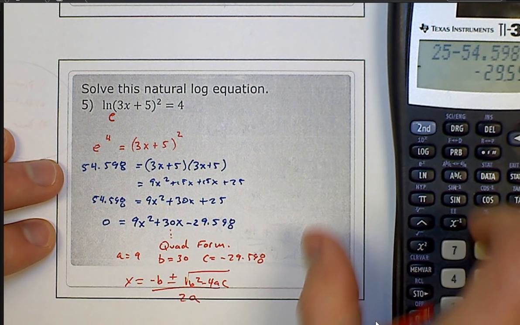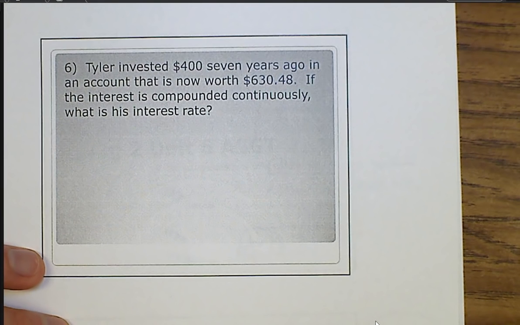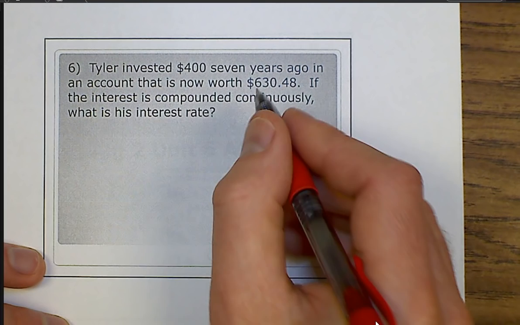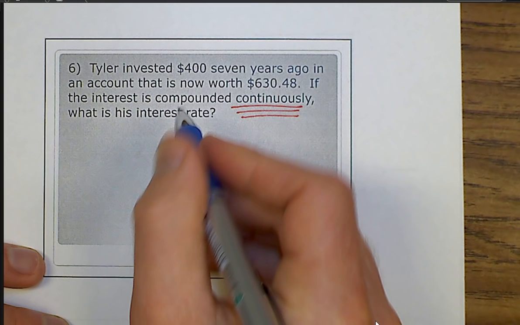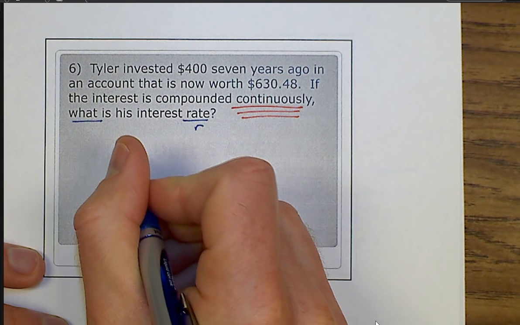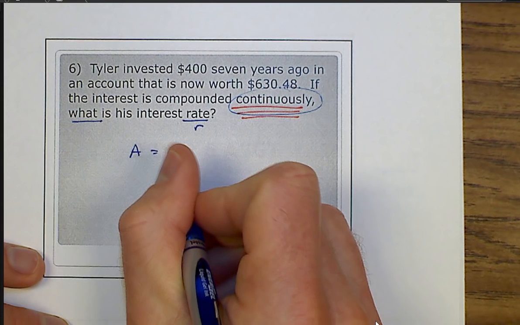Let's move on. Last one here, number 6. It says Tyler invested $400 7 years ago in an account that is now worth $630.48. If the interest is compounded continuously, keyword there, what is his rate? What is the rate? So we're trying to find r, right? So I see this word continuously. That immediately tells me I'm going with the PERT formula.